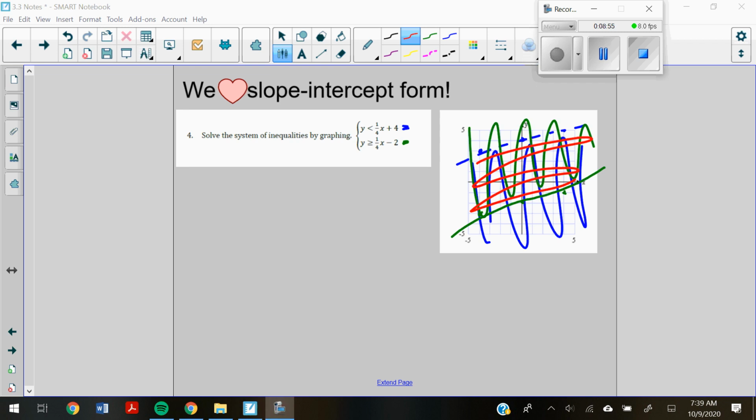All right, take a look here. I did the top equation in blue and the bottom one in green. And then I shaded for both of them, and then I just reshaded here in the red to emphasize that my solution is the area in between my two lines. All right, so it's a dotted line for the top one, and it's a solid line for the bottom one, and you're going to shade between the two.